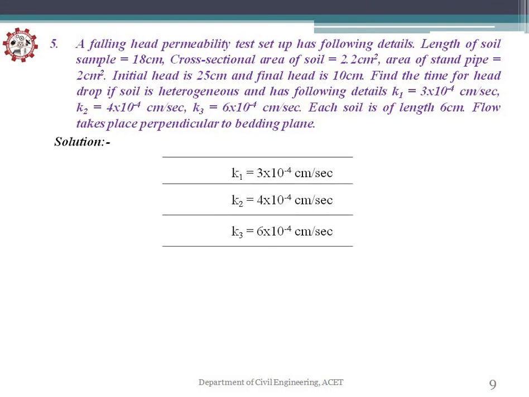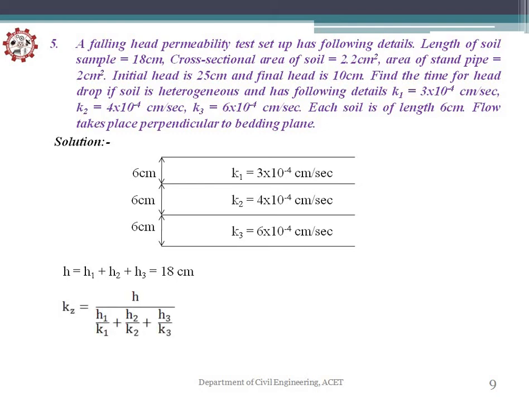So first we will draw all the layers. There are 3 layers with respect to K1, K2, K3. Each layer is 6 centimeter, as given here. So H will be 6 plus 6 plus 6, 18 centimeter.